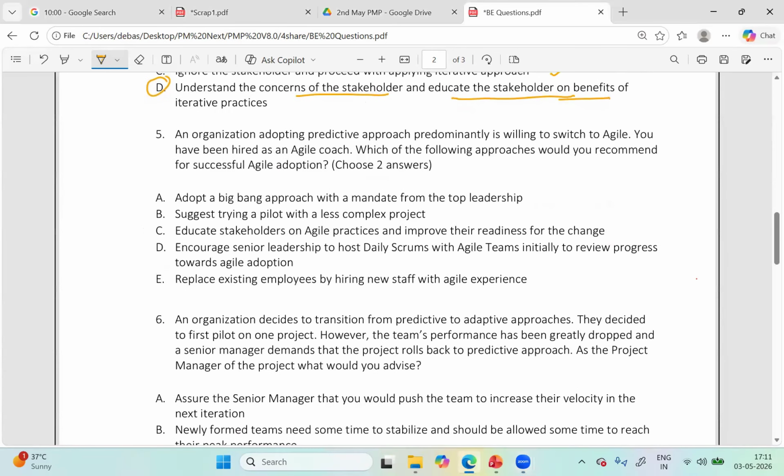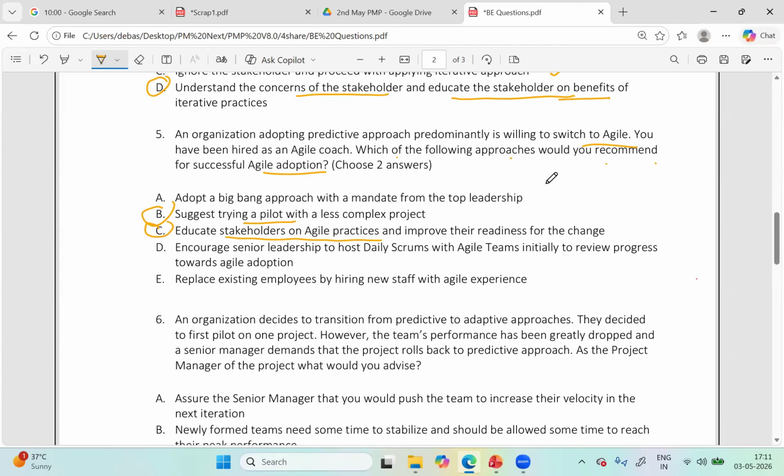Okay, I'm moving on to 5 now. 5 says we are adopting predictive, predominantly, switch to agile. Okay, I had a coach approaches. Would you recommend? So this is an agile adoption. We had a slide on this. So 2 answers, right? One I would pick up is B, suggest trying a pilot. Remember we spoke, it's always a good idea to try a pilot before you go for an enterprise-wide rollout. That's one. The other answer I would pick up is C, educate stakeholders on agile.